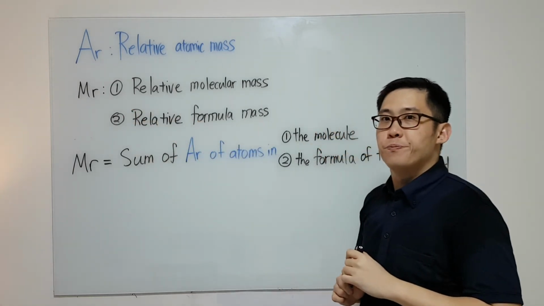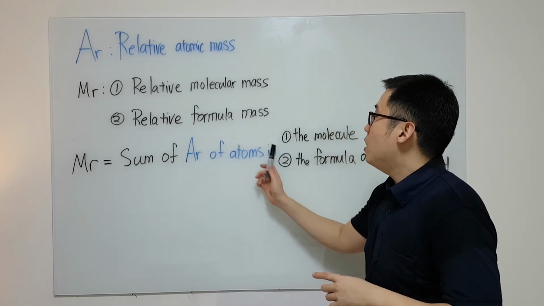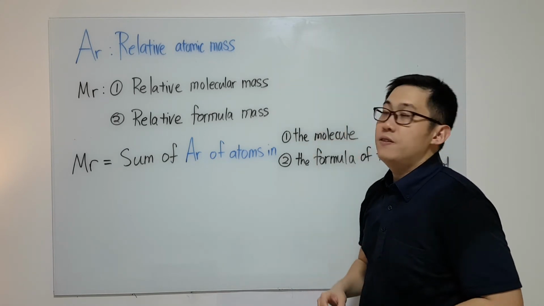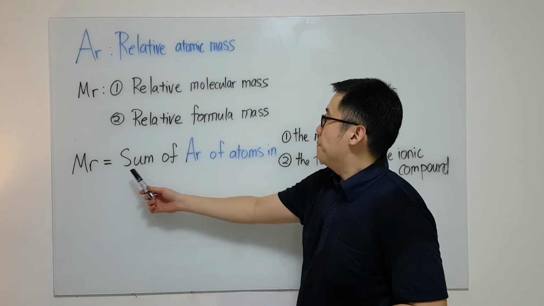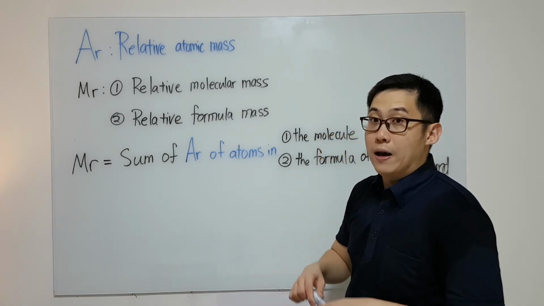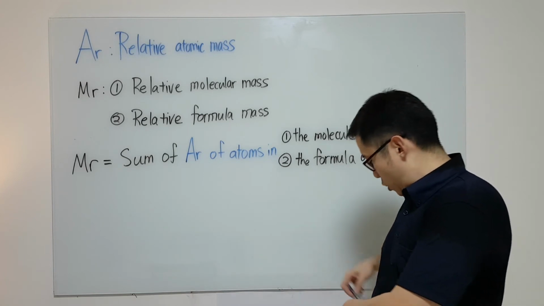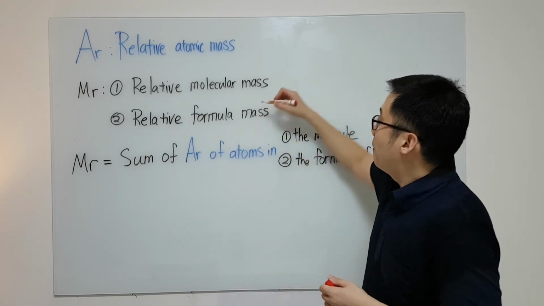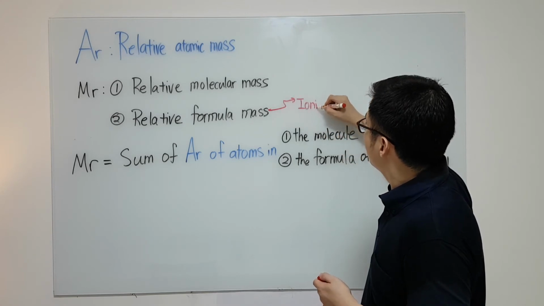The sum of the relative atomic mass of all the atoms in the molecule would give you the relative molecular mass. However, in order for us to find the relative formula mass, and a quick recap, the relative formula mass basically applies to ionic compounds.